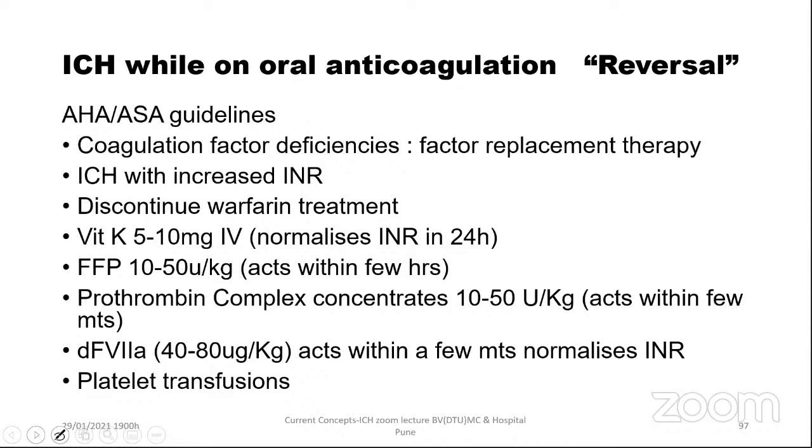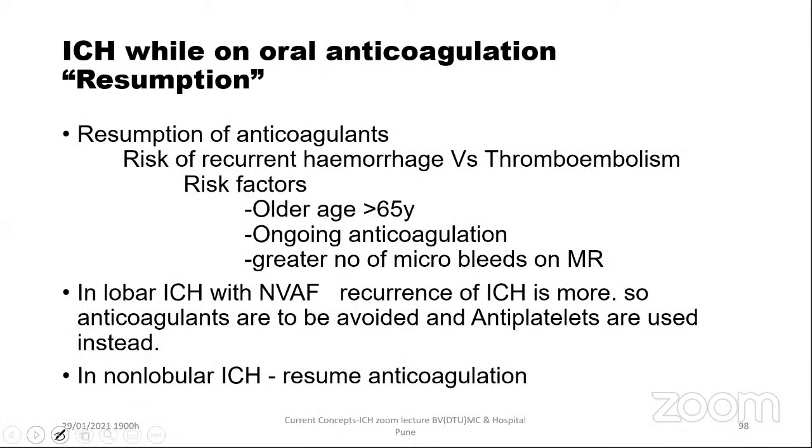Prothrombin complex concentrates are the favorites nowadays. They act within a few minutes, 10 to 50 units per kg, and factor 7A acts within a few minutes and normalizes INR, but it is not real. Platelet transfusions are used only if there are platelet-related bleeds, that is thrombocytopenia-related bleeds, and not otherwise. Nowadays, idarucizumab and andexanet are available for direct thrombin inhibitors and factor 10A inhibitors. So there are now different types of agents, which are very costly.